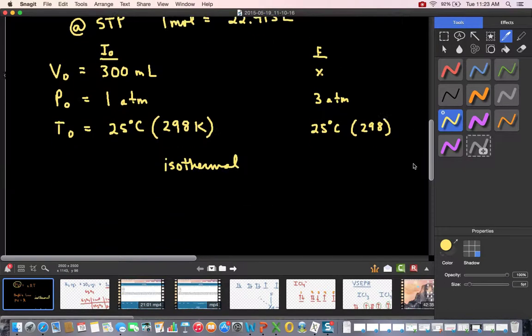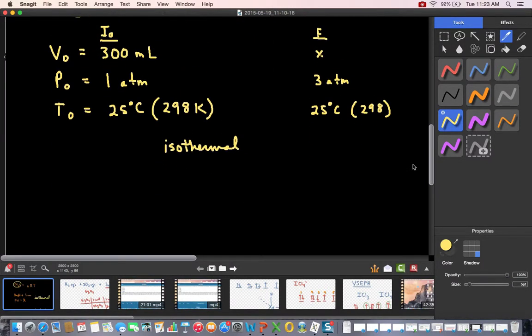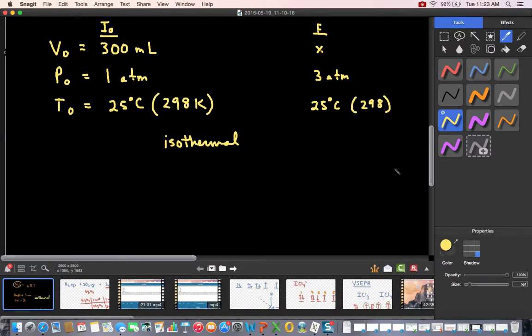Now I want to show you 2 ways of solving this problem. One is the easy way, and one is the hard way. I know that volume and pressure are inversely proportional. Pressure goes up by a factor of 3. 3 divided by 1 is 3. Therefore, the volume should go down by a factor of 3, and the answer will be 100 milliliters. That's the easy way to do the problem, and 100 milliliters is answer choice A, which is our credited response.